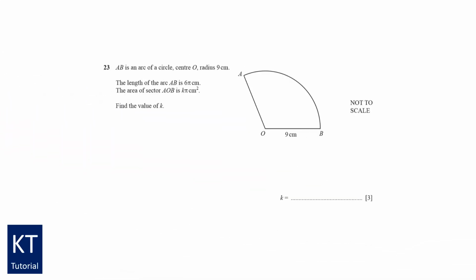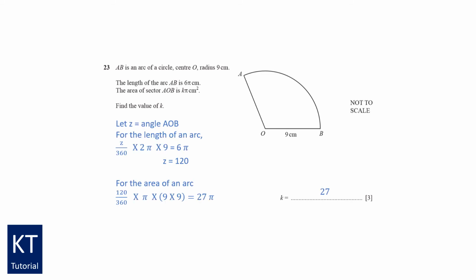Question 23. AB is an arc of a circle, center O, radius 9 centimeters. The length of the arc AB is 6 pi centimeters. The area of sector AOB is k pi centimeter square. Find the value of k. Let's start by having z equal to angle AOB. For the length of an arc, z over 360 times 2 pi r would be equal to 6 pi. This solves for z being equal to 120. With that known, the area of the sector is 120 over 360 times pi r squared. This comes to 27 pi, making k the value of 27.